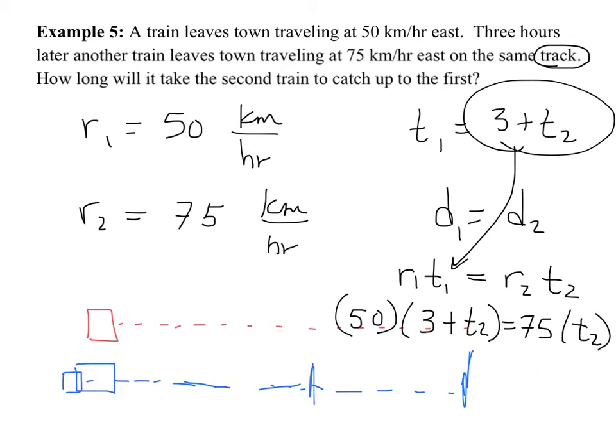Clearly we're going to have to distribute, right? We have to distribute the 50 to both of those. Combine like terms and solve for T2. Go through that last step on your own, please. Okay, finish solving that at least so you can work on your algebra.